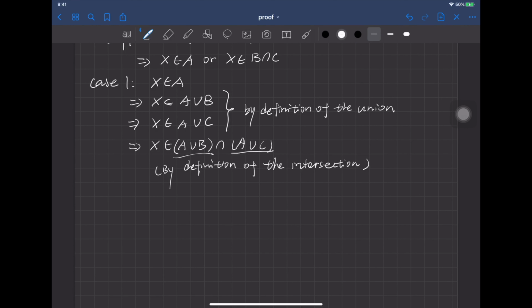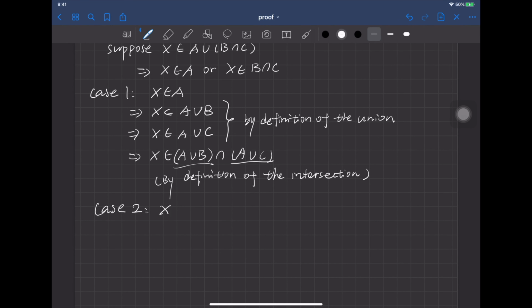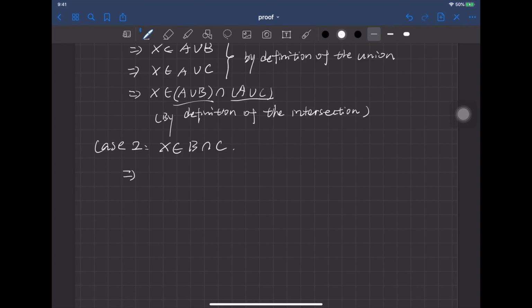Now we can look at case 2. Case 2 is X is an element of the intersection of B and C. So by the definition of intersection, we get X is an element of B and X is an element of C.